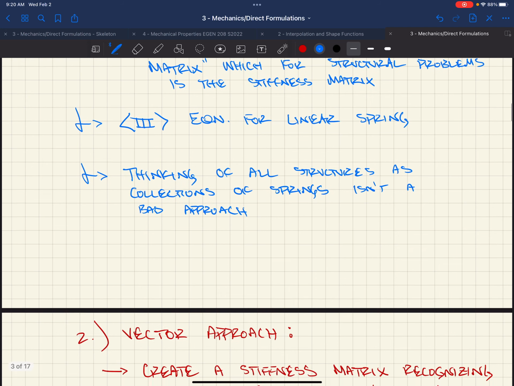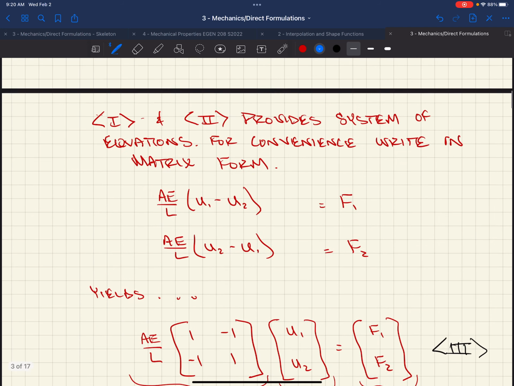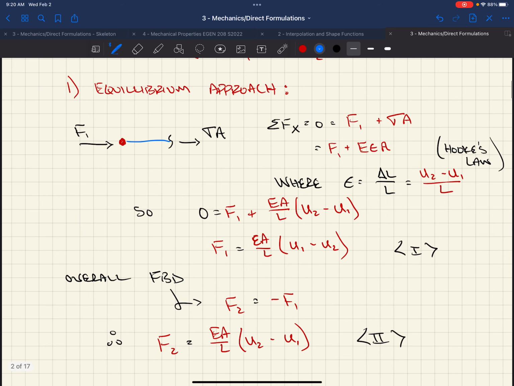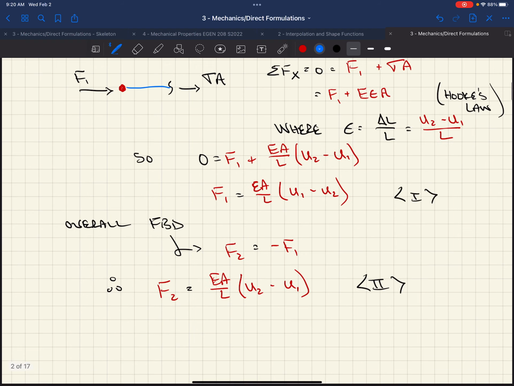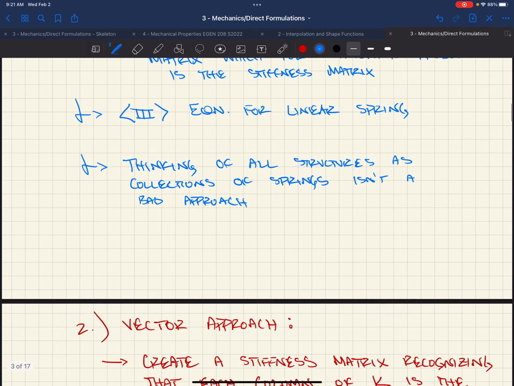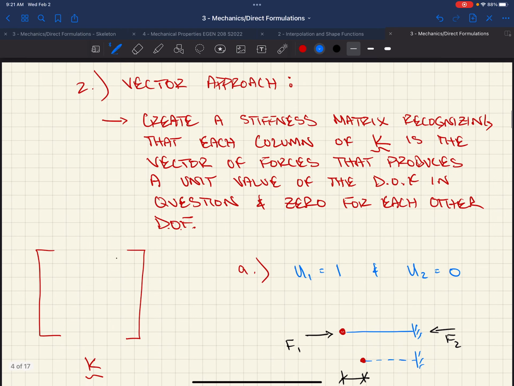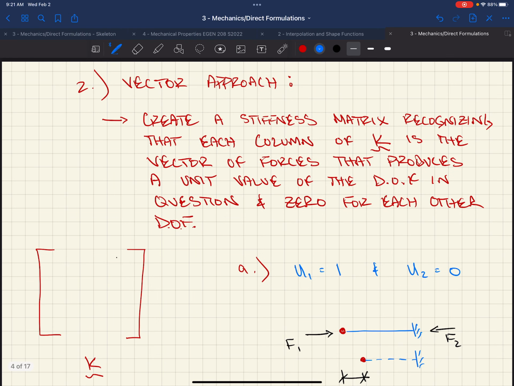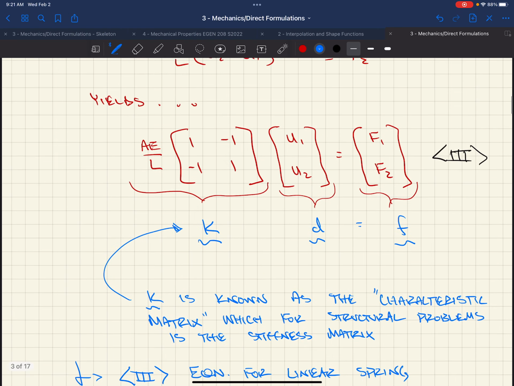So we can do the equilibrium approach, very straightforward, obviously, for a linear axial element. Another approach that we can use is called the vector approach, which we would call, well, did I write that down?